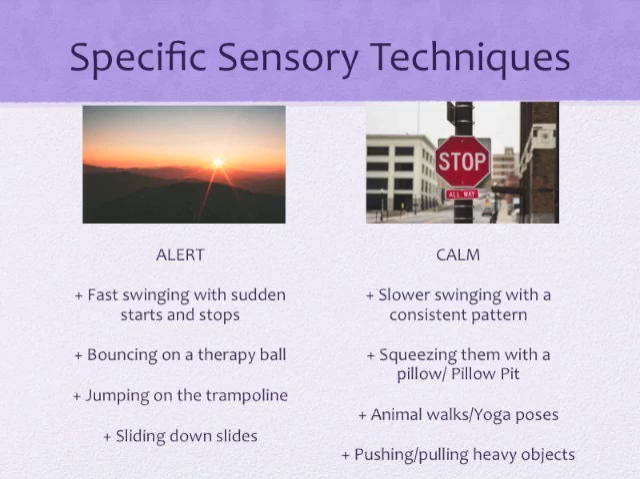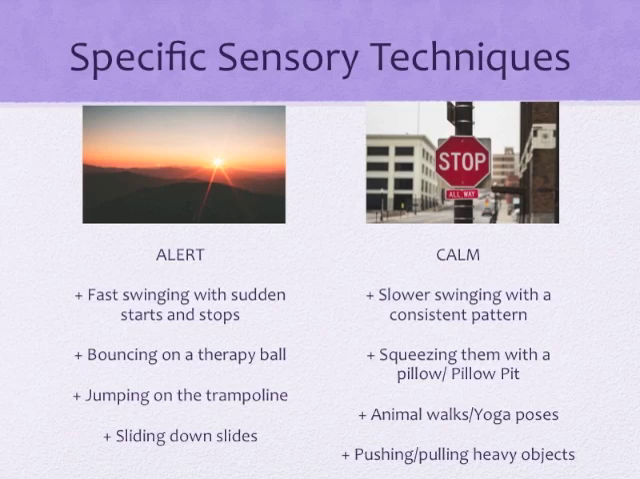If the child is appearing lazy or having a hard time attending, practice these activities to alert the child. Swing the child at a fast pace with sudden starts and stops. Talk with the OT on site for proper safety and handling techniques to bounce the child up and down on a therapy ball. You can also have the child jump on a trampoline or slide down a slide.